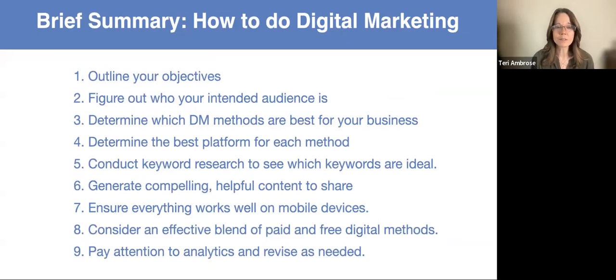All right, so brief summary, how to do digital marketing. You always want to outline your objectives, know why you're doing what you're doing. You want to figure out who your intended audience is. And this is really key. You want to know who you're marketing to as well as you can, so that everything you create is intended for them. Every marketing effort is intended for them. You want to determine which digital marketing methods are best for your business. You don't need to do them all. You'd go crazy doing them all. Figure out which ones you think are going to do the best for you and do those.